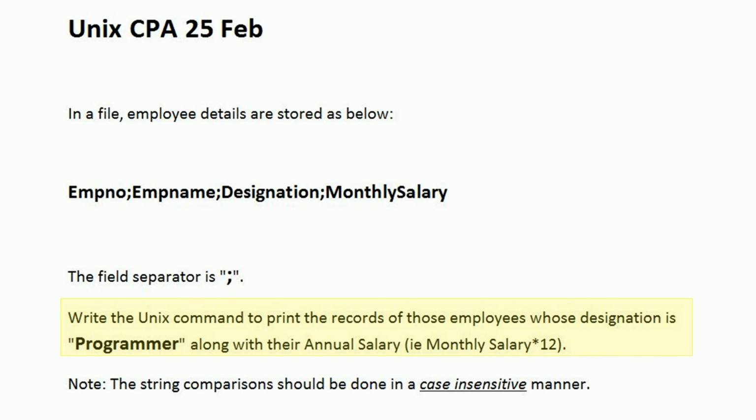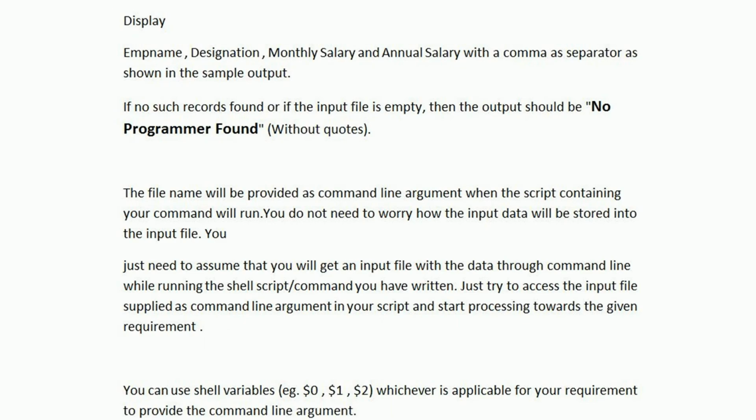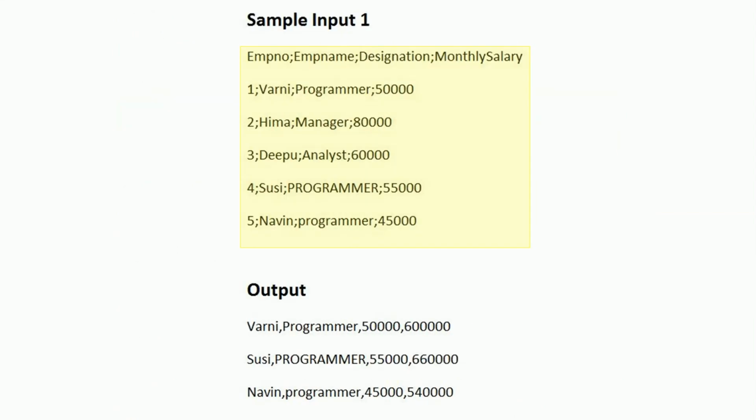that is monthly salary multiplied by 12. Note, the string comparisons should be done in a case-insensitive manner. Display employee name, designation, monthly salary and annual salary with a comma as separator as shown in the sample output. If no such records are found or if the input file is empty, then the output should be no programmer found, without quotes. Here is sample input 1.